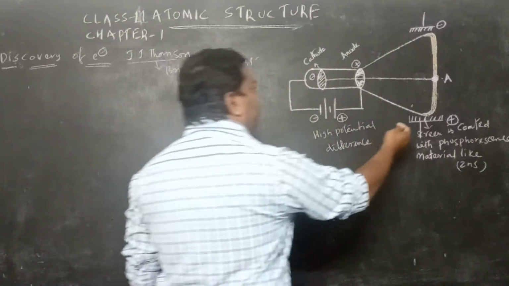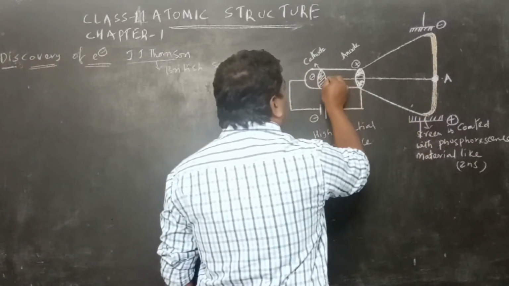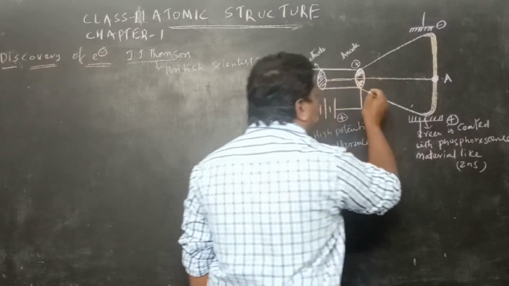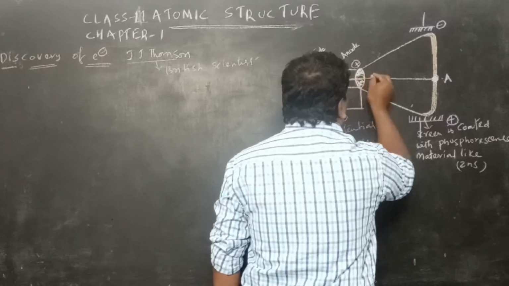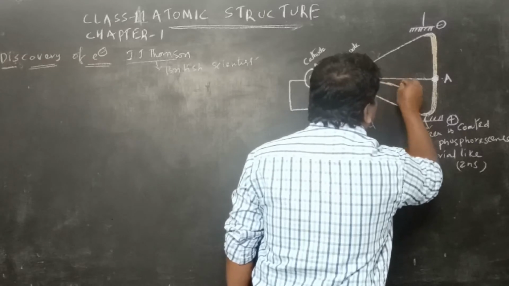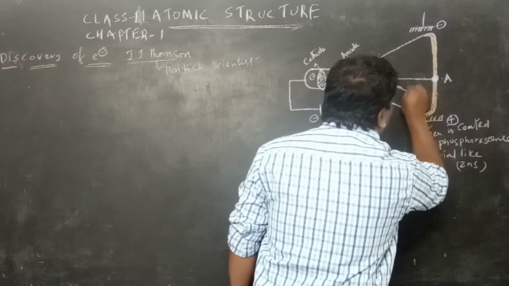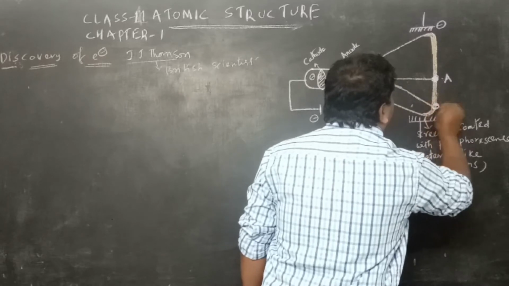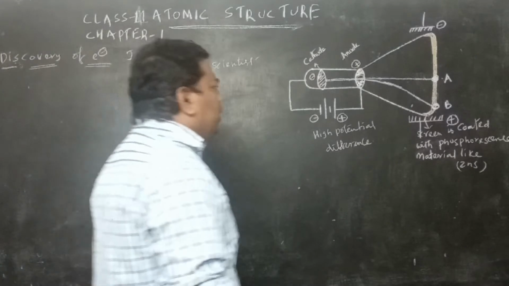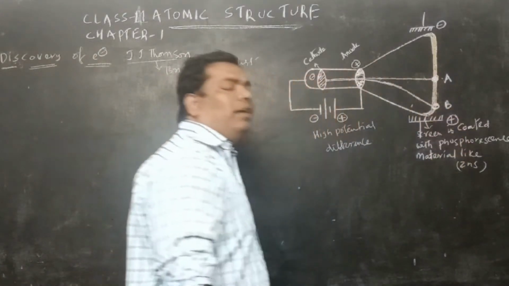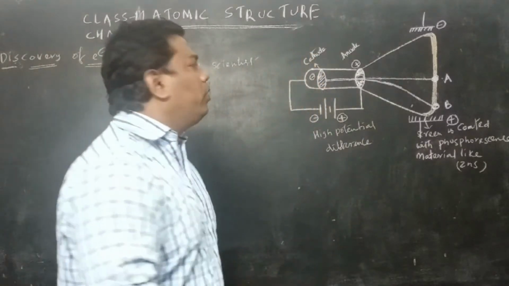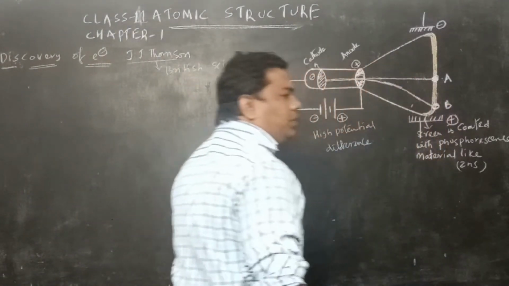In the presence of the electric field, the cathode rays travel from here, enter into this anode hole, and are deflected towards the positive terminal at point B. Why are these cathode rays deflected towards the positive terminal?